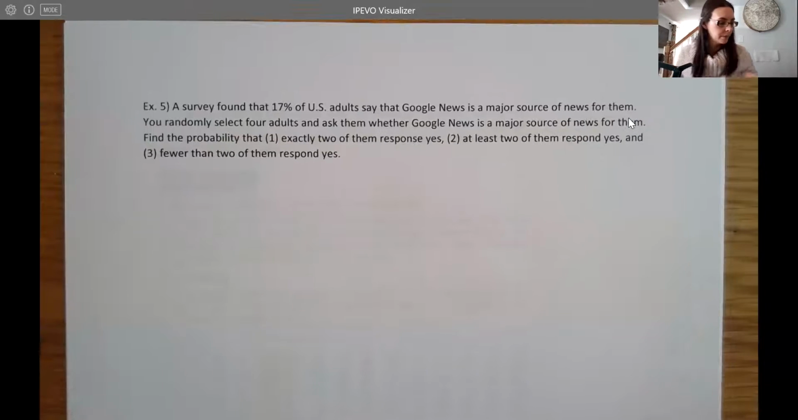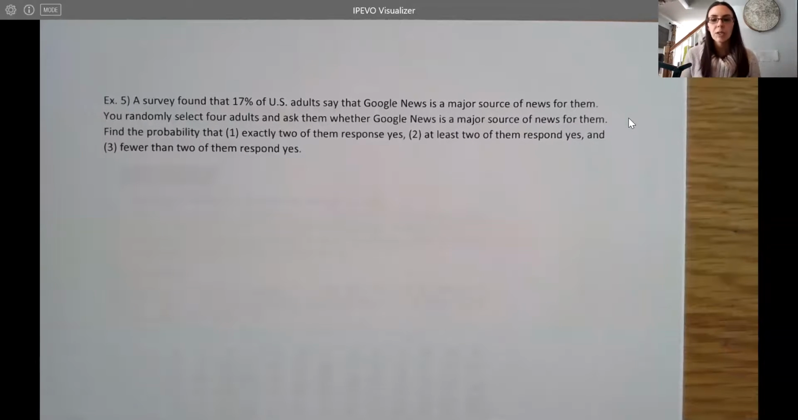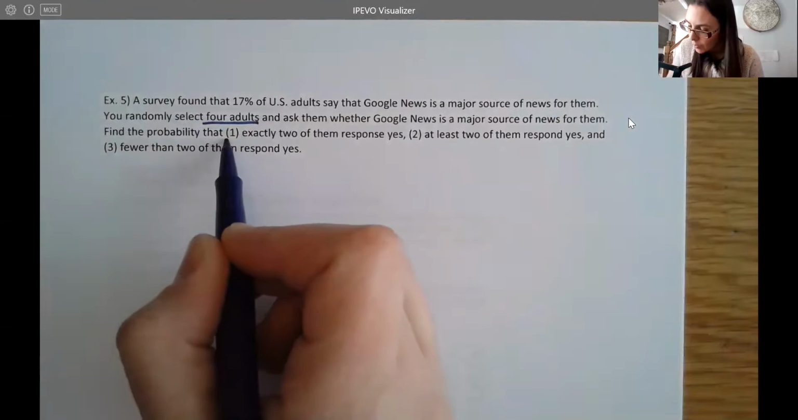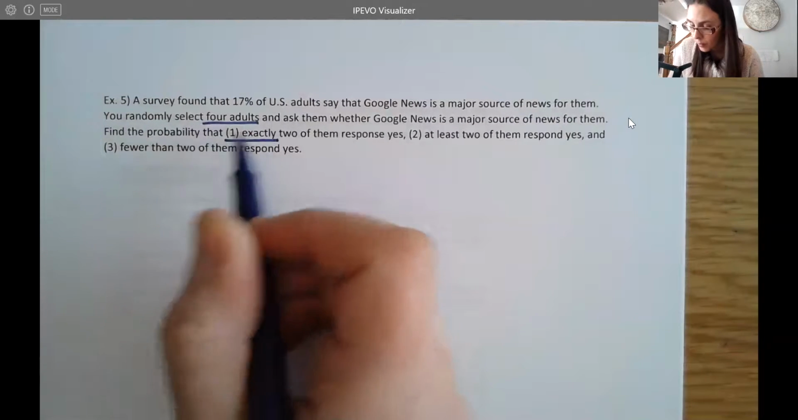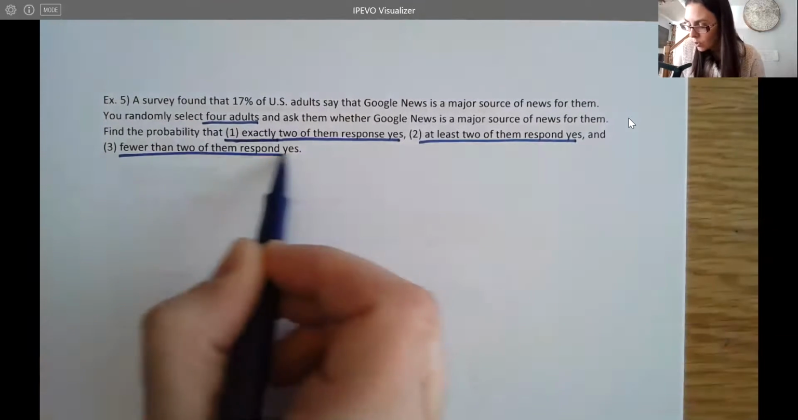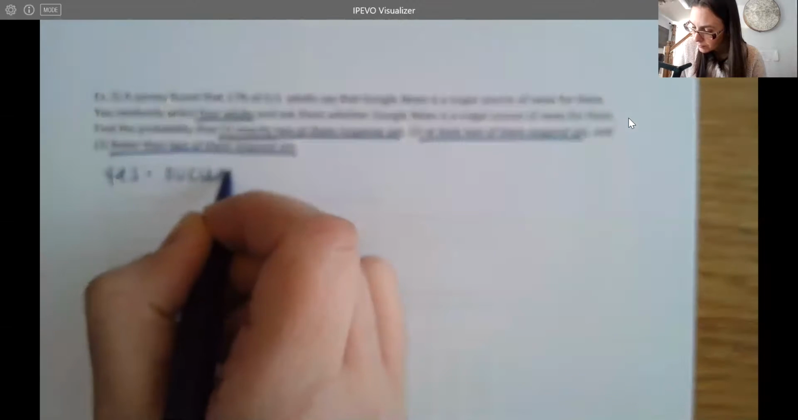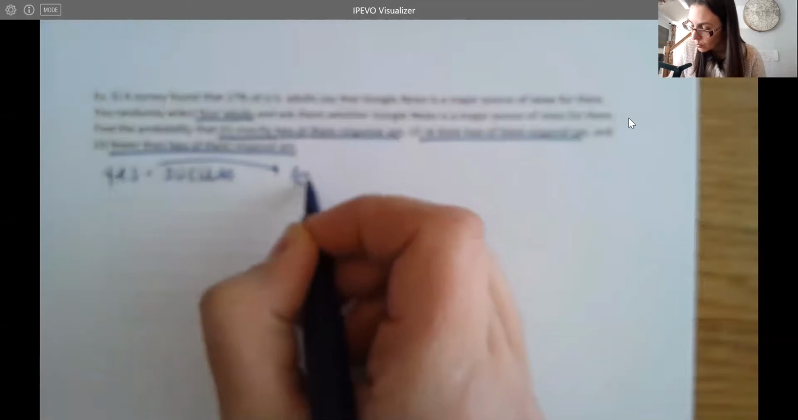All right, let's do another example. A survey found that 17% of US adults say that Google News is a major source of news for them. You randomly select 4 adults and ask them whether Google News is a major source of news for them. Find the probability that exactly 2 of them respond yes, at least 2 respond yes, and fewer than 2 respond yes. Okay, so again, yes is going to be our success here. So the yes refers to that they use Google News.